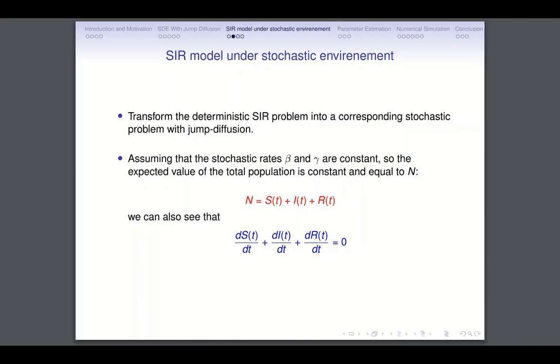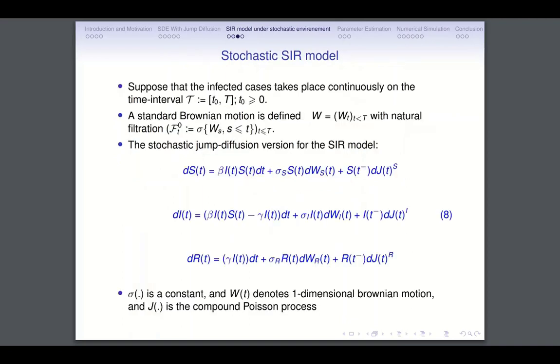We assume that beta and gamma are constant, so the expected value of the total population is constant and equal to N. We can also see that the derivative of S plus the derivative of I plus the derivative of R is zero. We suppose that the infected cases take place continuously on the time interval t, so a standard Brownian motion is defined here with a natural filtration. So now we get a new system of equations of the SIR model, which is now a stochastic SIR model with jumps.